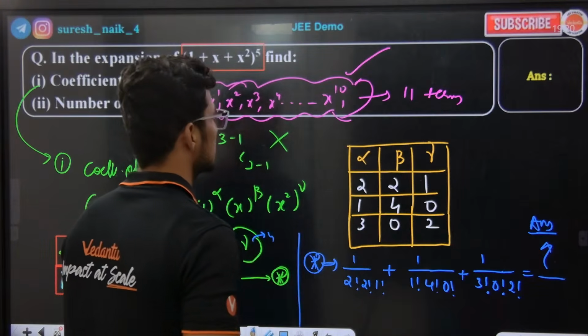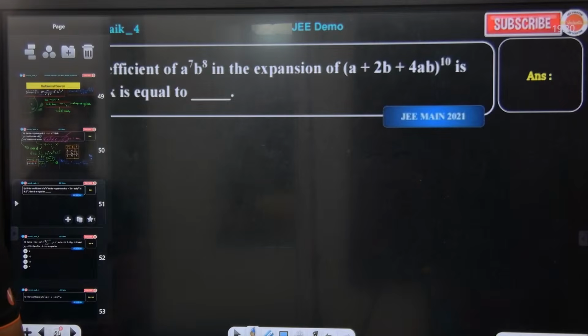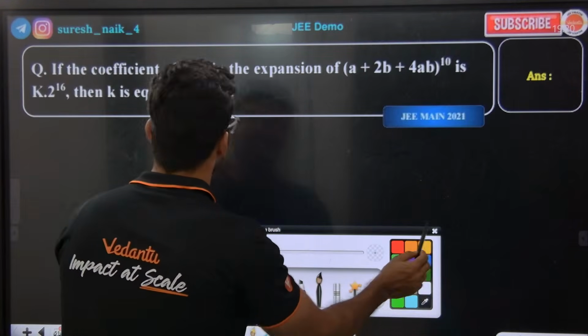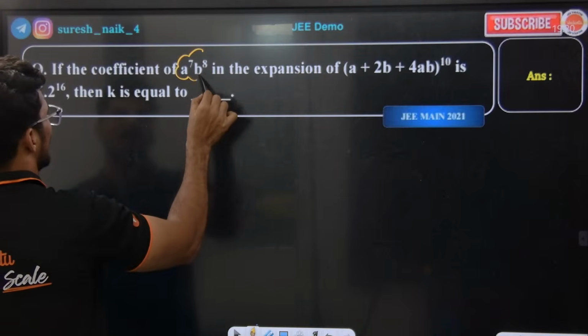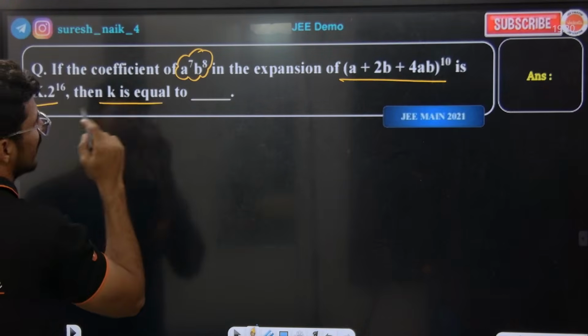Okay, yes. So this is what the answer is for this question. What JEE question will we do? Listen to the class. Sir, the coefficient of a to the power of 7, b to the power of 8 in the expansion of this is this, then the value of k.